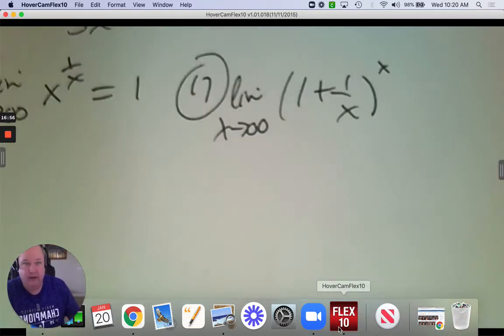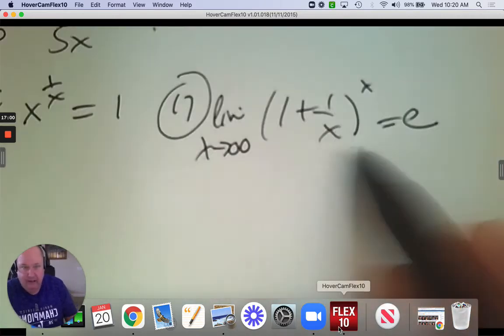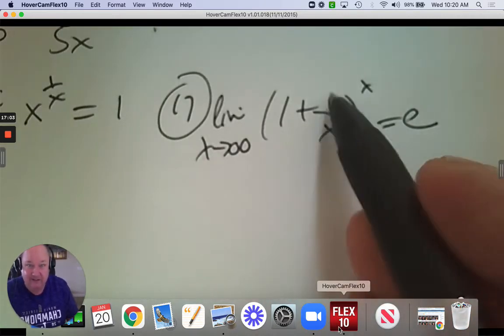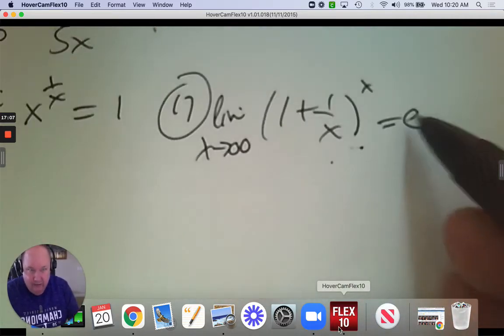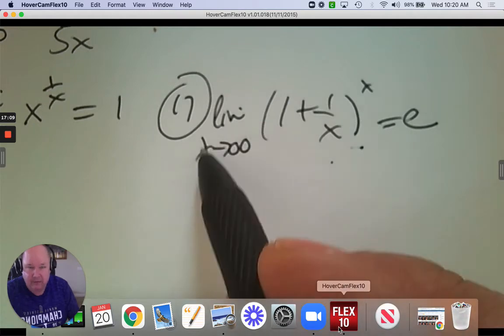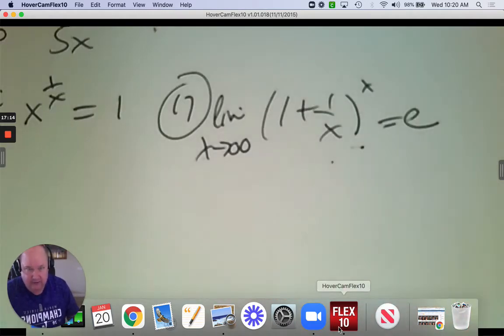This is actually the definition of what E equals, believe it or not. That is the calculus definition of what E is. The number E is about 2.7. What's the actual calculus definition of the number E? You just see it right there. So let's type it in so you can see that it's E.